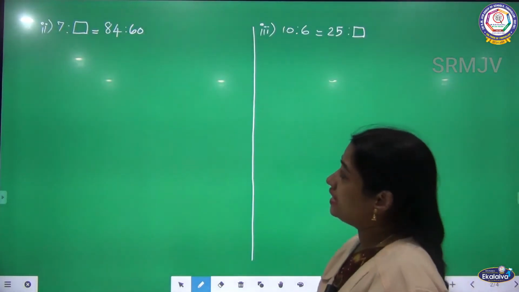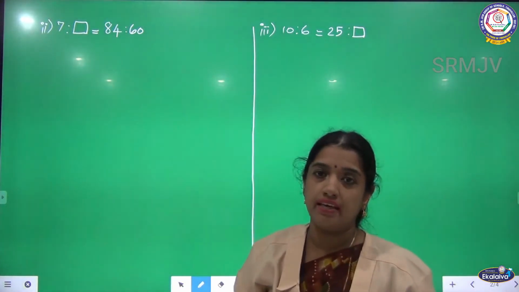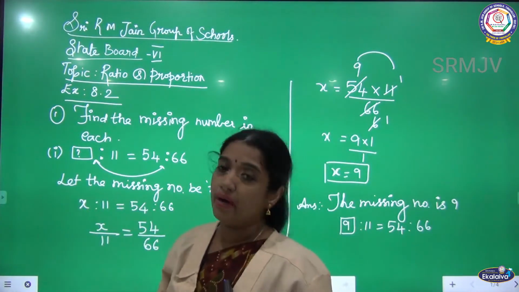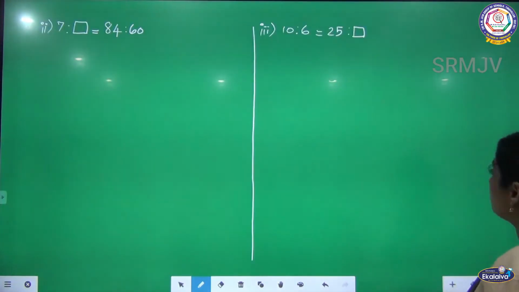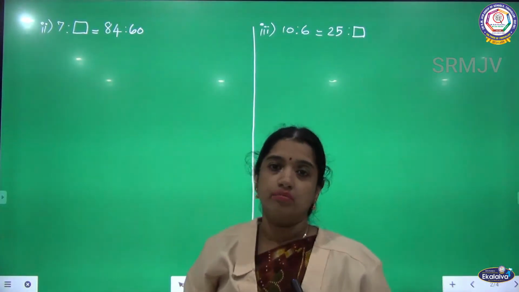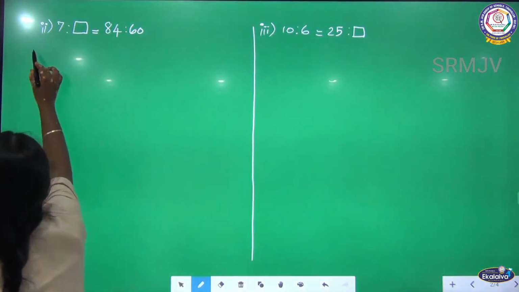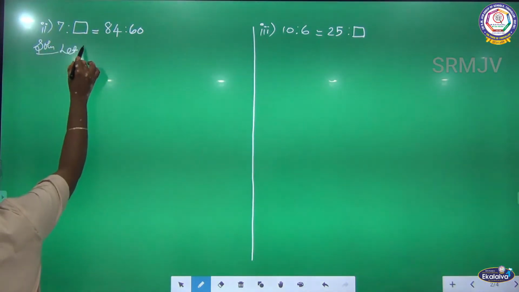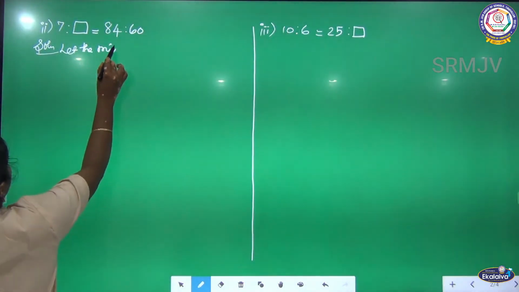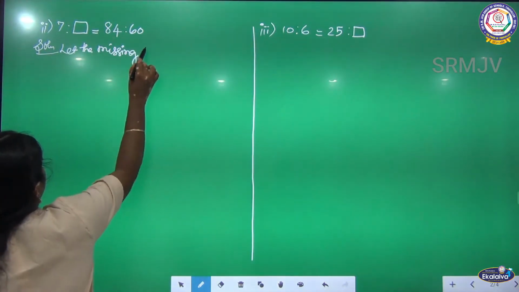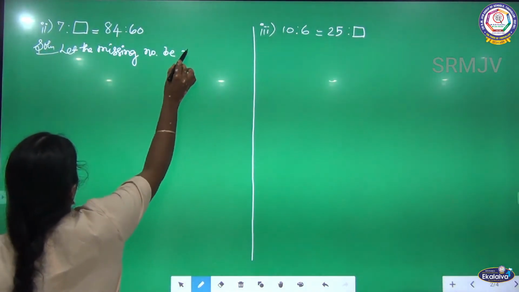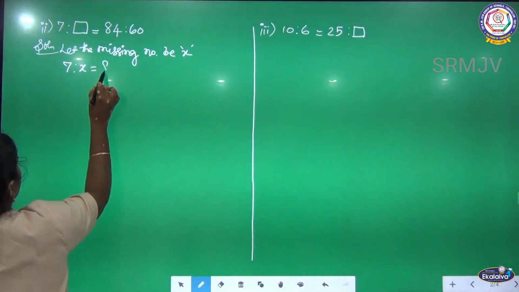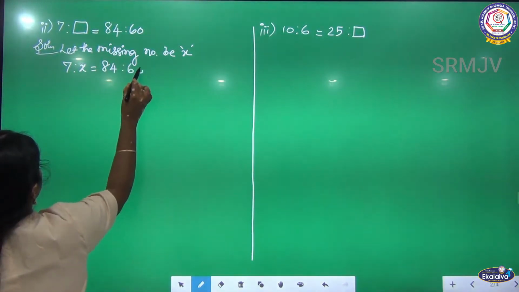Listen. See here the second term is missing. For the previous sum the first term was missing, but in this one I am going to find the second term. Okay. So I can write the solution. Let the missing number be x. Okay. Now listen. 7 is to x is equal to 84 is to 60.